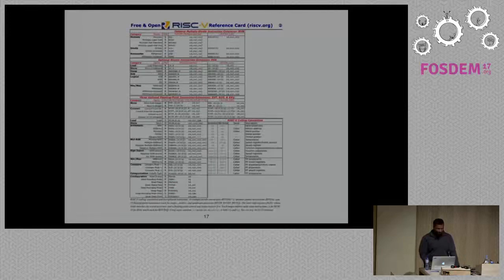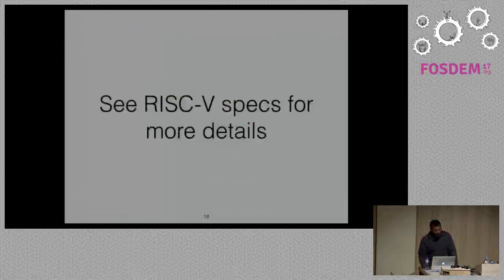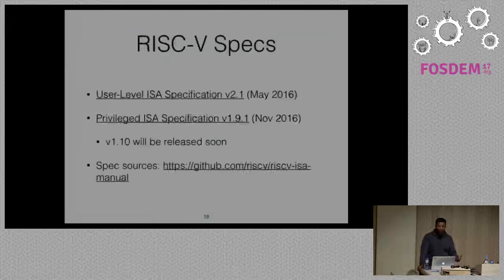So you can look at the specs for the details. I'm sure you couldn't read that, but the specs are online. You can check out the user-level ISA specification, version 2.1, to find out the details of what the instructions look like, what branches look like, what loads and stores look like, what kind of arithmetic operations are available.